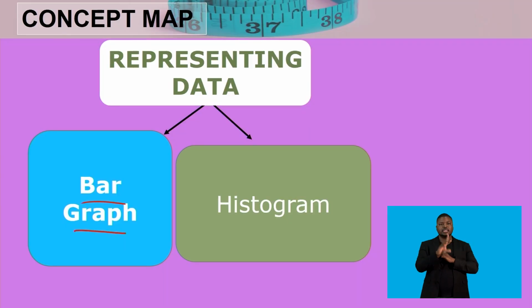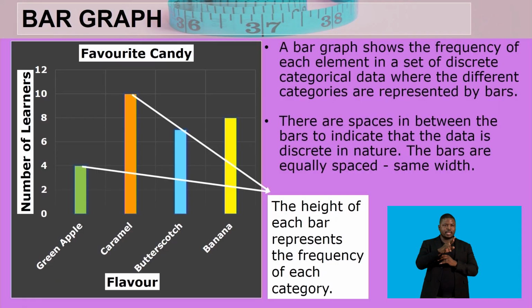Let's look at representing data using a bar graph. A bar graph is defined as a graph that shows the frequency of each element in a set of discrete categorical data, where the different categories are represented by bars. Then there are spaces in between the bars.